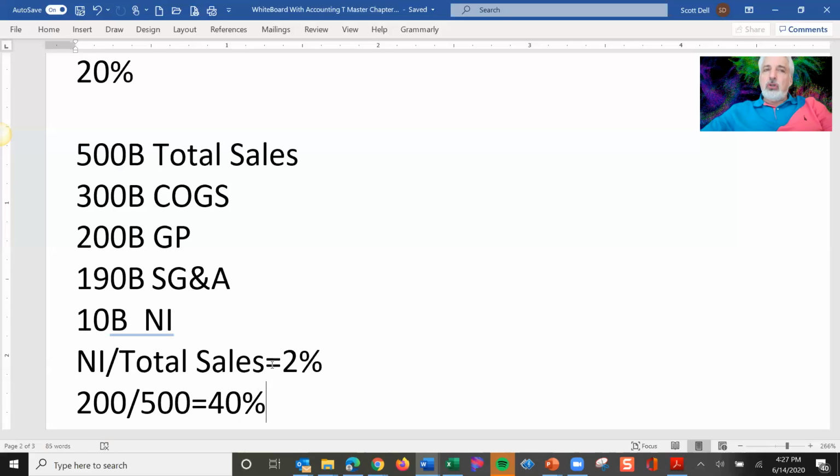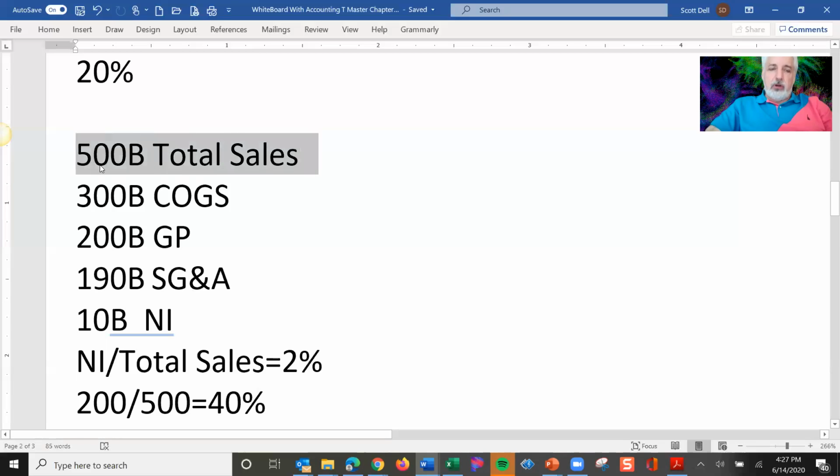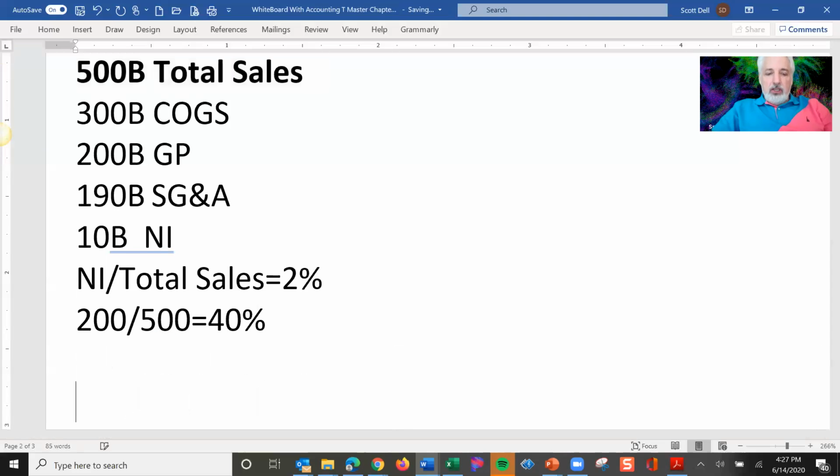There are two vertical tendencies that we look at. One is on the income statement, and on our income statement, our 100% number or our denominator is going to be total sales. On a balance sheet, our 100% number is total assets.